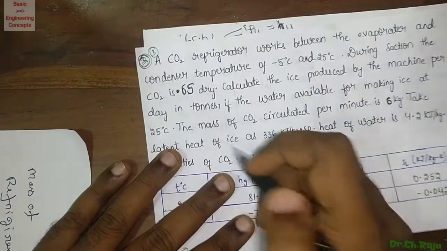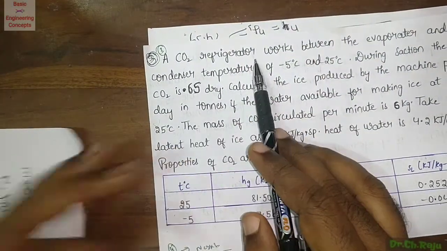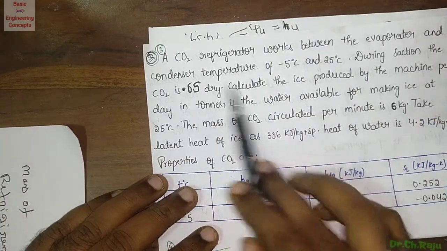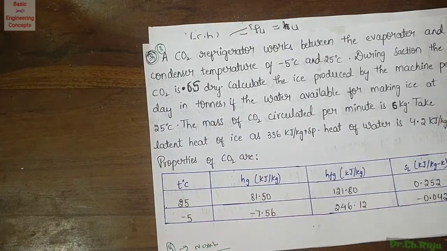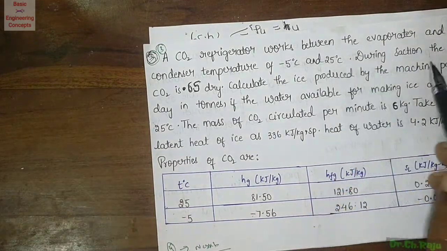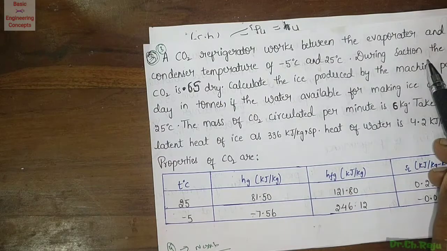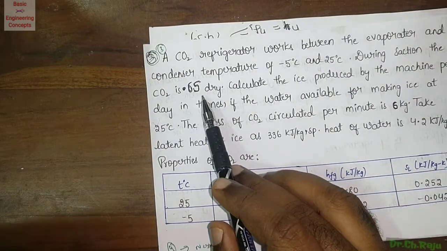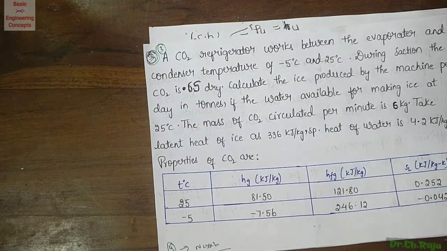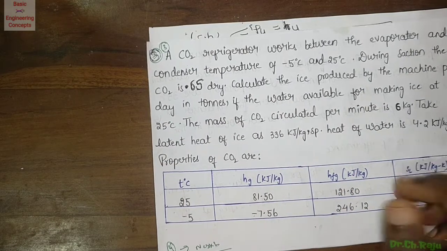Problem. A carbon dioxide refrigerator works between the evaporator and condenser temperatures of minus 5 degrees and 25 degrees. During the suction, the carbon dioxide is 0.65 dry. Calculate the ice produced by the machine at 25 degrees C.